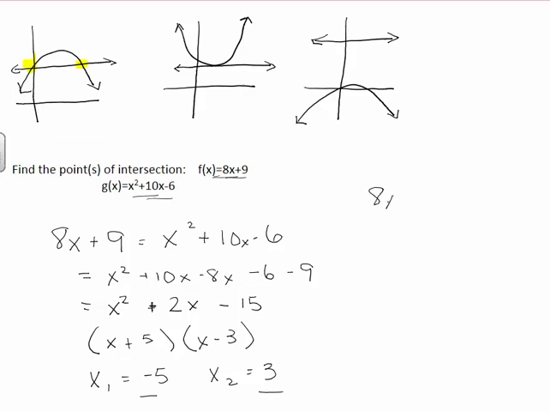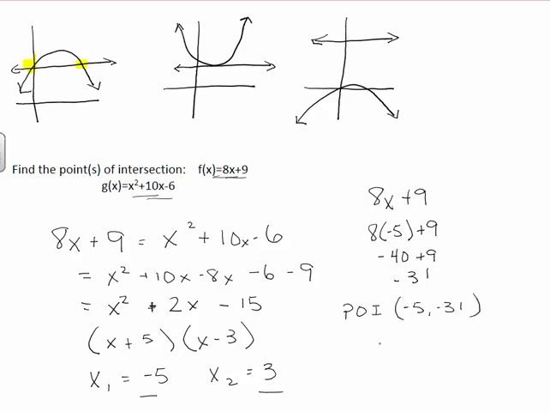I don't have to worry about the exponent. So x plus 8x plus 9. So I have 8 times negative 5 plus 9. So this equals negative 40 plus 9, which is negative 31. So my first point of intersection happens at negative 5 and negative 31 on my graph for these two equations.